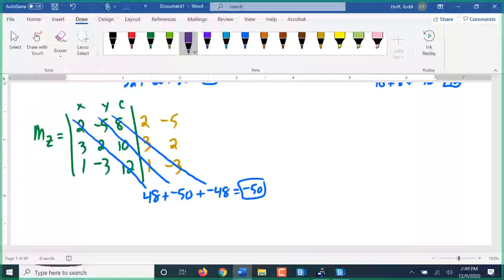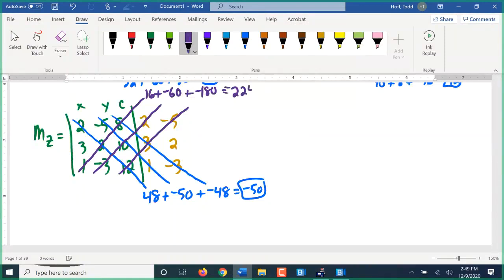Going up, 1 times 2 times 8 is 16, plus negative 3 times 10 times 2 is negative 60, plus 12 times 3 is 36, times negative 5 is a negative 108. That adds up to negative 224.